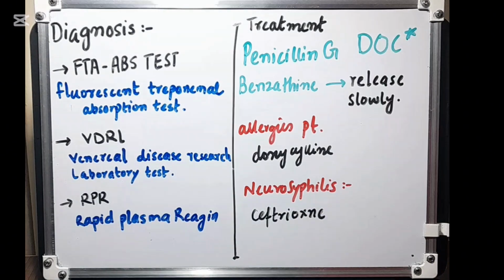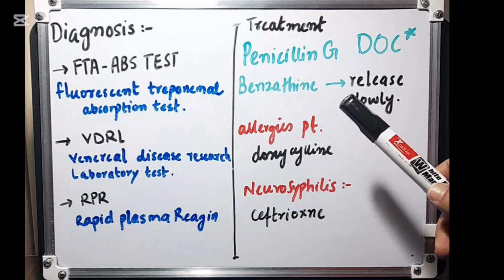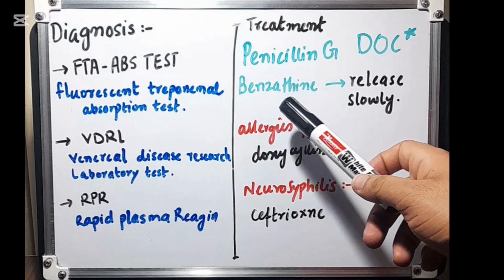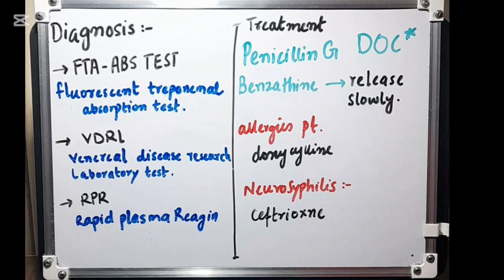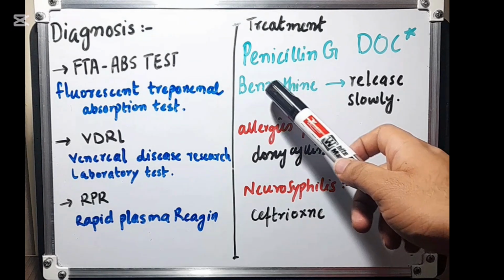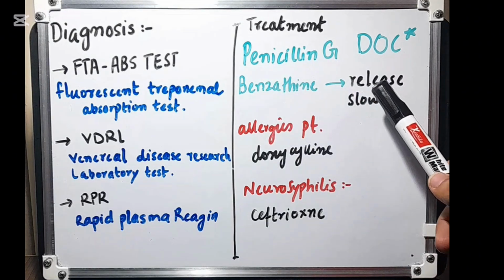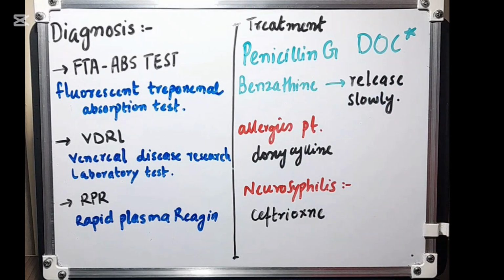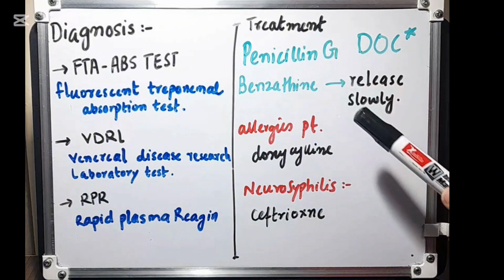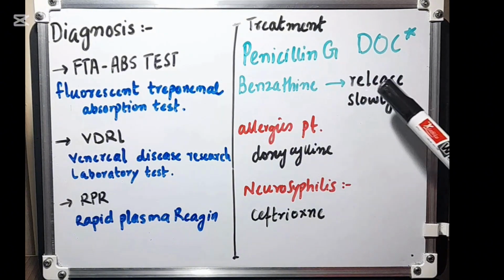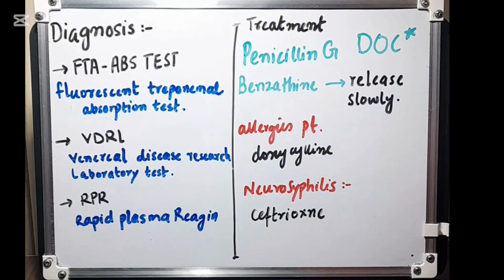In treatment, penicillin G is the drug of choice for all three stages of syphilis. Note that benzathine penicillin releases slowly from its depot form. As we know, the nature of Treponema pallidum is very slow, it grows slowly. This drug, benzathine penicillin, releases slowly, so it matches the growth of Treponema pallidum. That's why penicillin G is the drug of choice. The slowly releasing drug and the slowly growing organism are a perfect match for the treatment of syphilis.